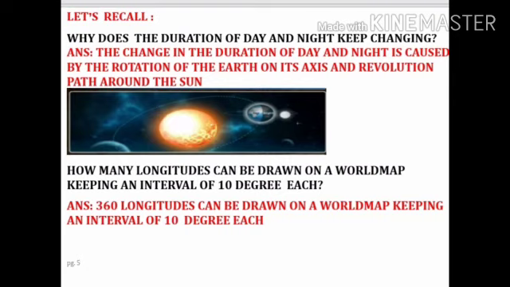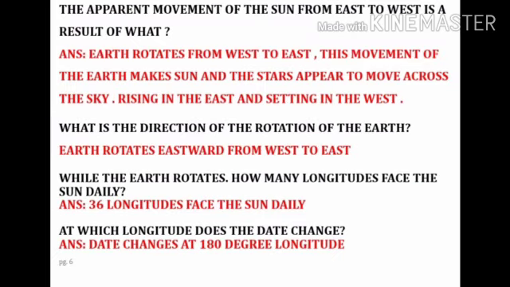round around the sun. The next question is, how many longitudes can be drawn on a world map keeping an interval of 10 degree each? Longitudes, can you remember? In the last slide we have seen the vertical lines. So how many can we draw on a map? See the answer. 360 longitudes can be drawn on a world map keeping an interval of 10 degree E.